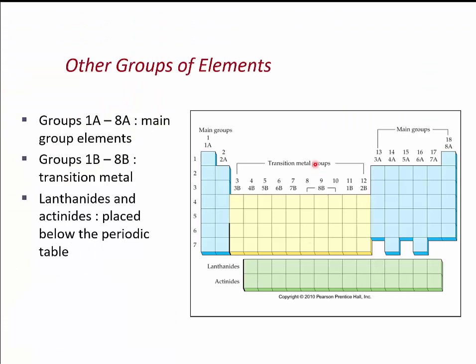So to summarize, we've got groups 1A to 8A, those are our main groups, and then we've got 1B to 8B, those are transition metals, and then we've got the lanthanides and actinides, which are often placed below the periodic table.